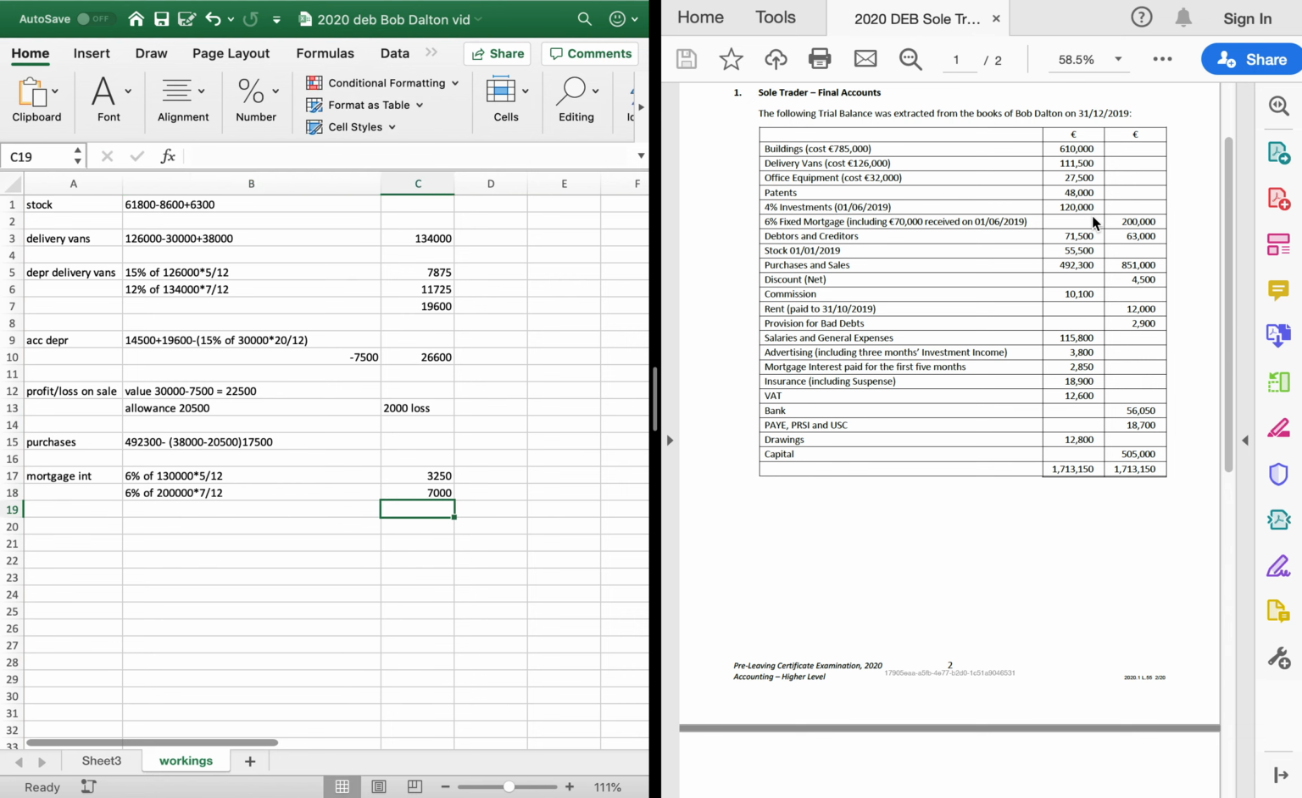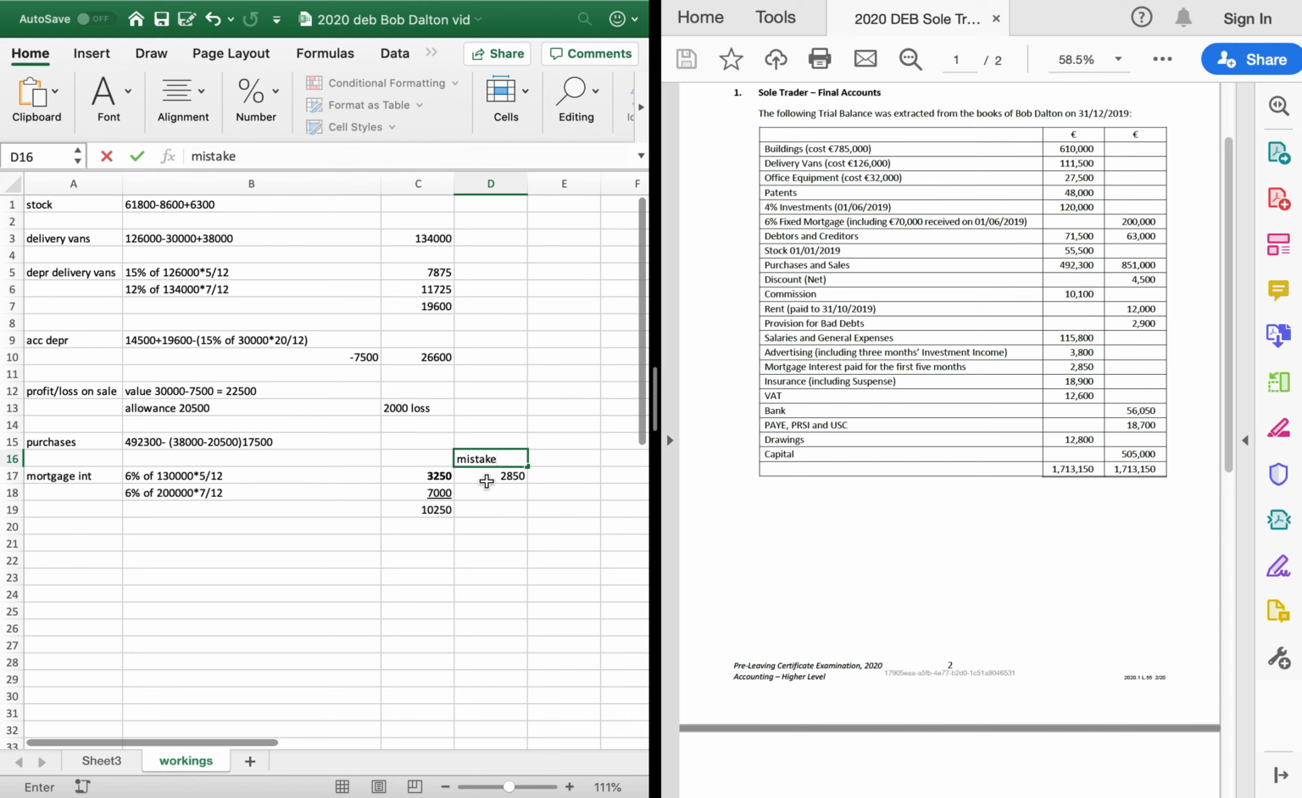So in total, it's 10,250. Okay. What it tells us is the mortgage interest for the first 5 months is 2,850. So this is the actual figure. That's correct. 2,850 is what they have. So that's the mistake.